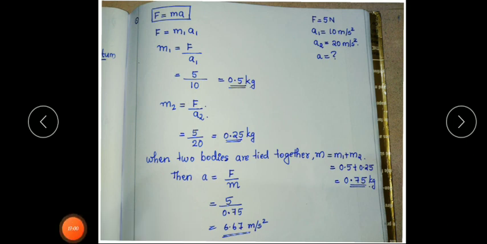So dear students, in today's class what we learnt? Yes, what is momentum and Newton's second law of motion.